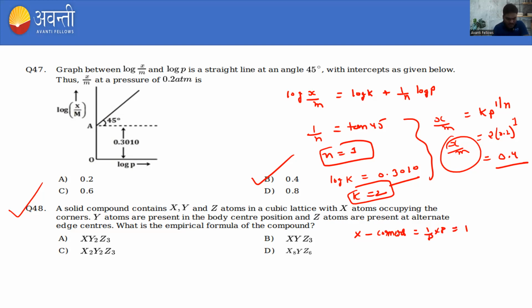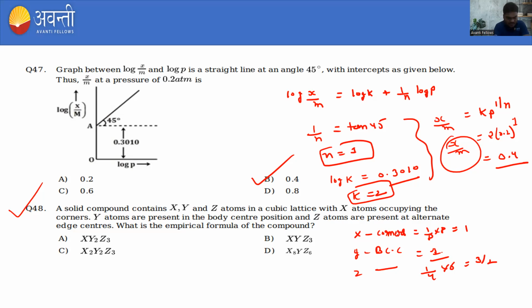ठीक है, तो इसका तो 1 हो गया. Y atom जो है वो कहाँ present है, body center and used by only 1 unit cell. So number of Y unit per unit cell is 1. तो Y atom body center है BCC, तो ये सिर्फ 1 होगा क्योंकि बोला गया सिर्फ एक ही को use करना है. Now Z atom is present at the alternate edge center, at the center of 6 out of total 12 edges. तो यहाँ पे कितना contribution हो जाएगा, तो इनका contribution हो जाएगा Z का 1/4 into 6. So this comes out to be 3/2.